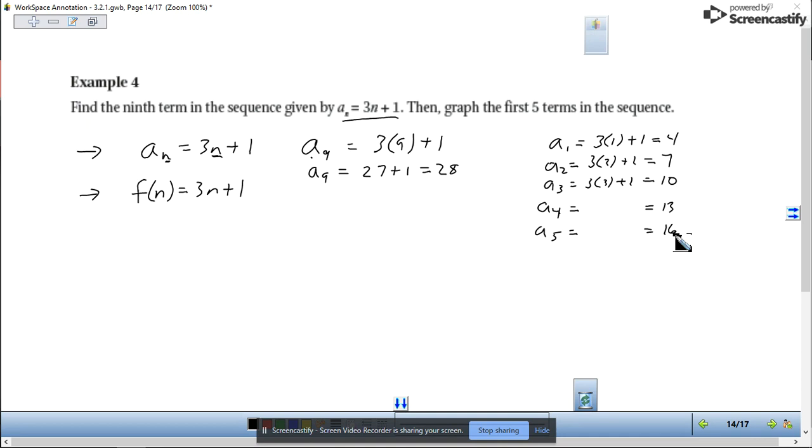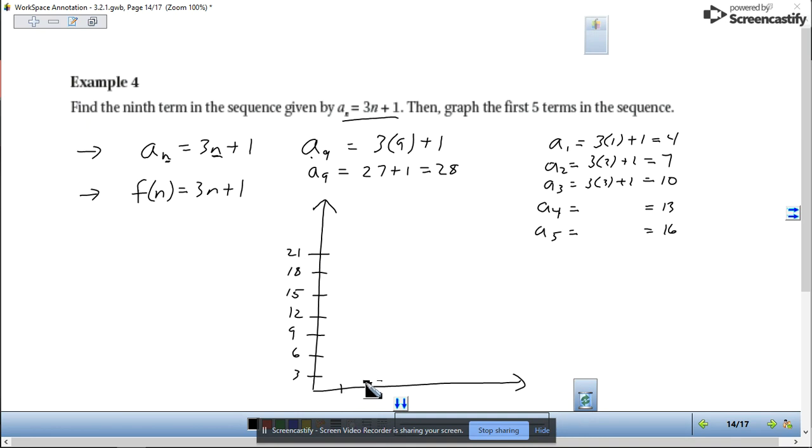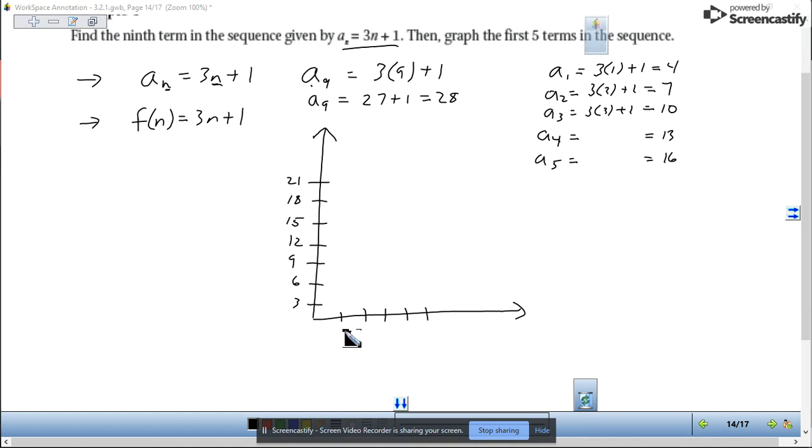Okay? You feel free to go in and check my math there, but now it says we're supposed to graph these, so I'm going to draw a very quick graph. Since everything is positive, we can stick to the first quadrant. I think I'll count by 3s. So 3, 6, 9, 12, 15, 18, 21. Okay? And then 1, 2, 3, 4, 5. Again, just graphing these first 5 terms.